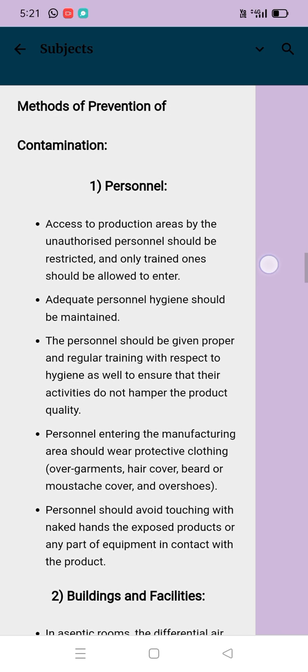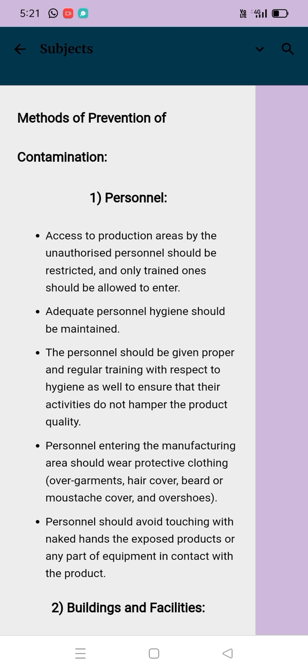And now coming to the methods of prevention. So how are we going to do the prevention methods? We have studied about the personnel, buildings and facilities, everything. So to prevent that, what we have to do: coming to the personnel, access to production areas by unauthorized persons should be prevented, that means only authorized persons should be allowed to go inside the rooms, adequate personal hygiene should be maintained, and the person should be given proper training before entering that area.